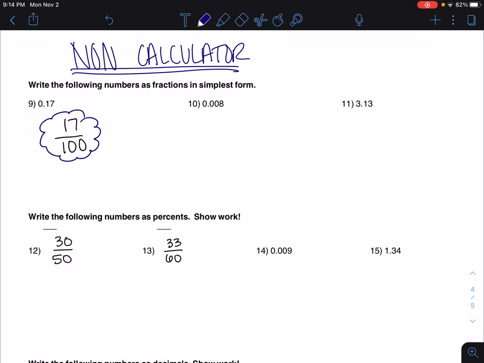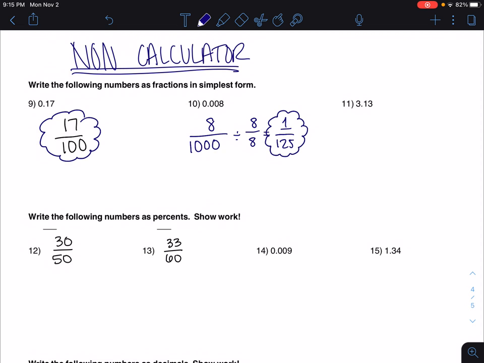For number 10, we're in the tenths, hundredths, thousandths place, so this is going to be 8 over 1,000. And then I have to simplify. 8 does go into 1,000, so I'm going to divide by 8 in both places. So I'm going to get 1 over 125.